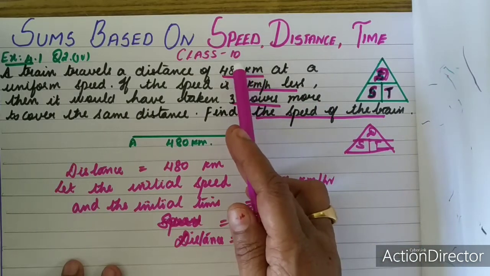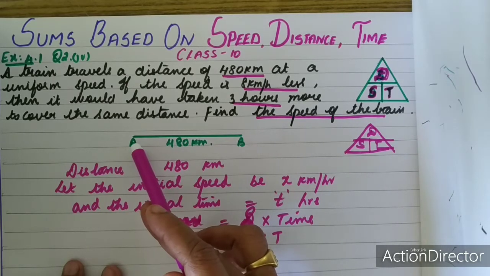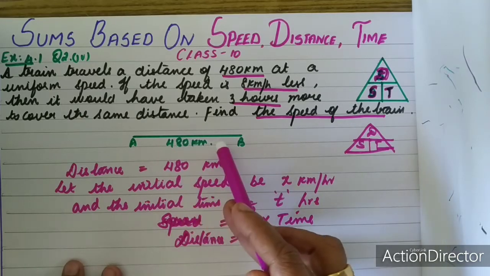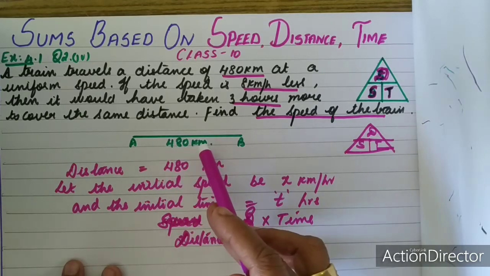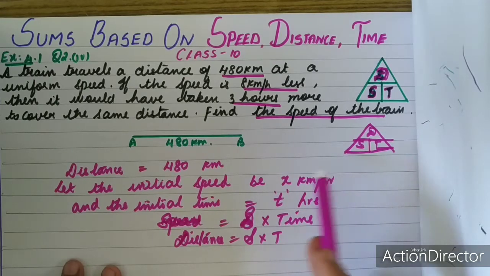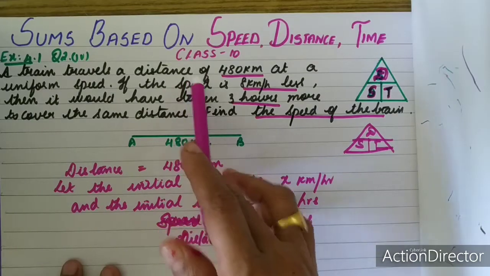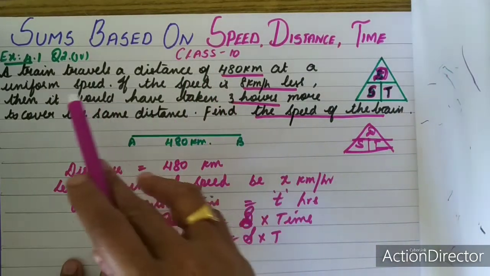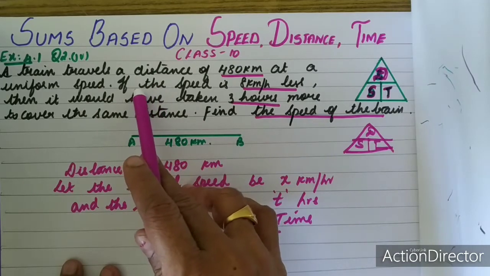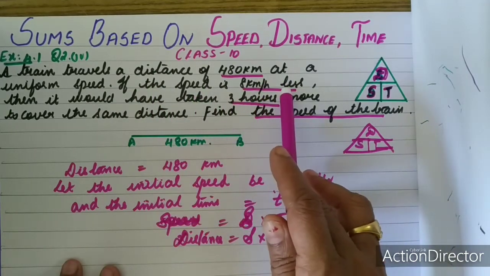In this question, a train is traveling, assume that it is traveling from point A to point B, and it is covering a distance of 480 kilometer. To cover this distance of 480 kilometer, initially it is taking x kilometer per hour as the speed, and the initial time is t hours. Because nothing is mentioned about the initial time and the initial speed, it is just given as uniform speed over here. Next sentence you observe, it is given if the speed is 8 km per hour less.